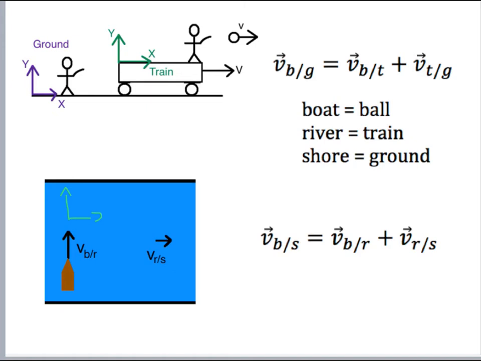And that leaves the boat, which has to be like the ball. And so anywhere I have a B for ball, I'm going to leave it B for boat. Anywhere I have a T for train, I'm going to replace it with an R. Anywhere I have a G, I'm going to replace it with an S for shore. And so this equation up above, when you make those changes, becomes the velocity of the boat relative to the shore equals the velocity of the boat relative to the river plus the velocity of the river relative to the shore. And this equation tells you how to draw the picture.